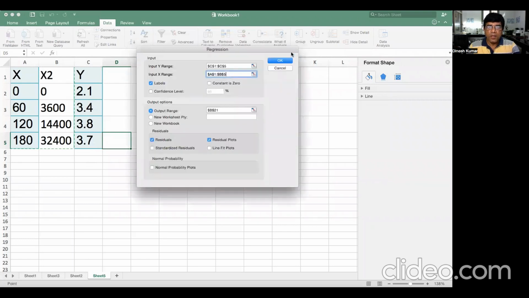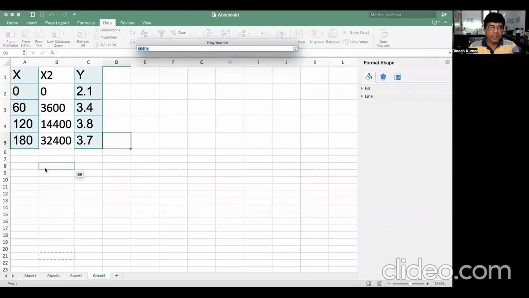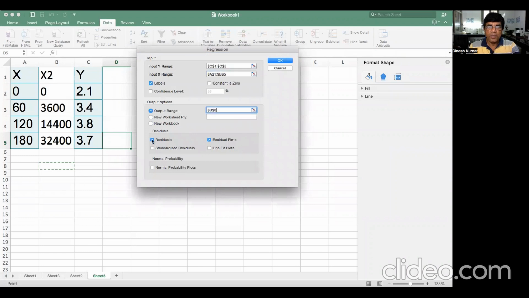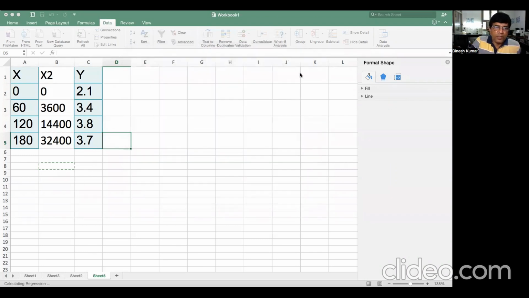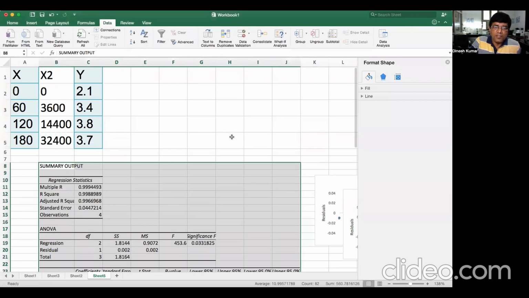Okay. And output labels in the first row. Okay. Output range, minimize it and click it here. And then again, okay. You can have residuals. And then click OK. So you got this analysis done.